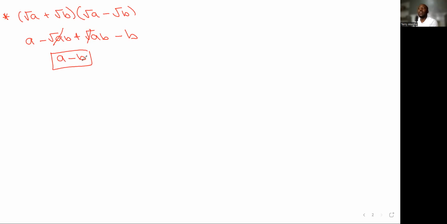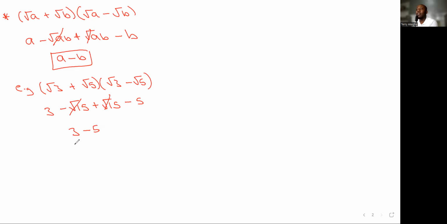Is that okay? So for instance, let's say we had root 3 plus root 5. Now multiplying by the conjugate, root 3 minus root 5, okay? Root 3 times root 3 will give you 3. Root 3 times minus root 5 will give you minus root 15. Root 5 times root 3 will give you plus root 15. And root 5 times minus root 5 will give you minus 5. So this will cancel this out, and you'll be having 3 minus 5, and that will give you minus what? 2 as an answer. Is that okay?